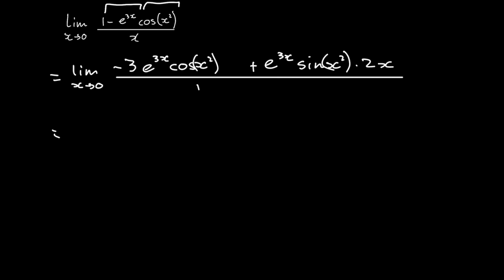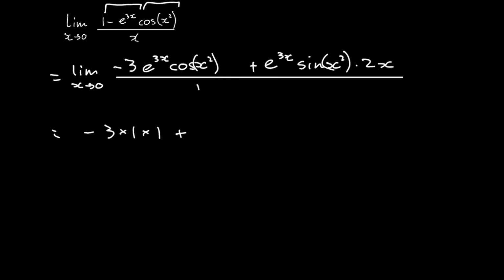So if we substitute in x equal to 0 over here, e to the 3x becomes e to the 0, and anything to the power of 0 is 1. So we have minus 3 times by 1, and cos of x squared, when x is 0, is cos of 0, and cos of 0 is 1 again, so times by 1.